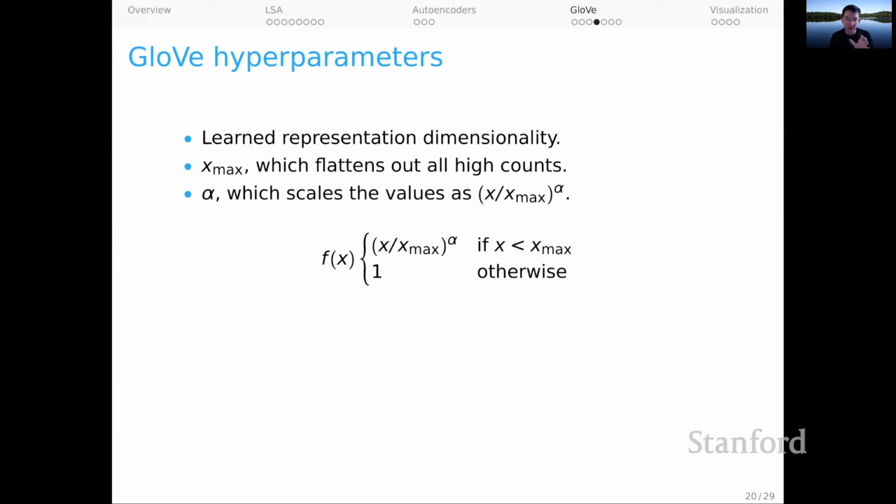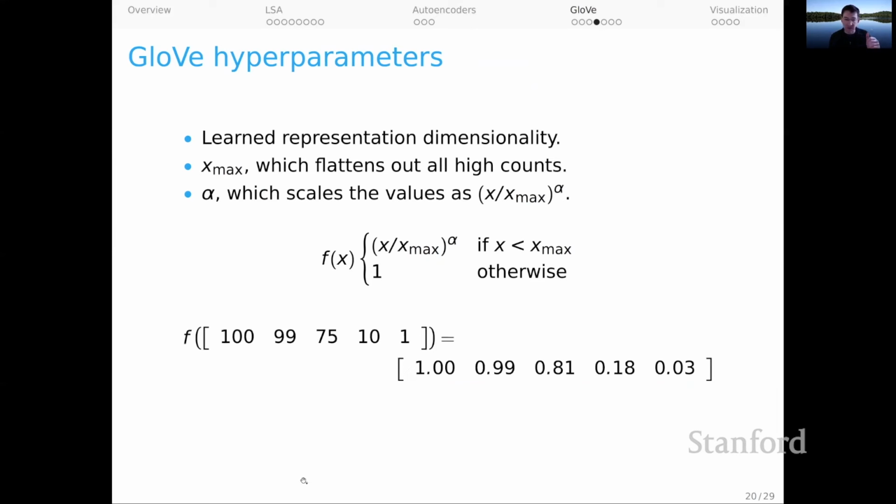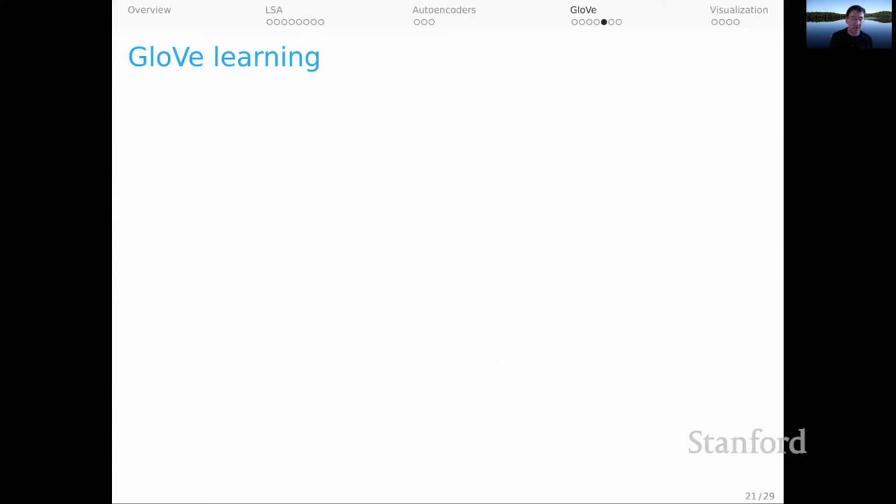And so here's an example of how those are interacting, x max and alpha. If I start with this vector 100, 99, 75, 10, and 1, the function f, as we specified it, is going to flatten that out into 1, 99, 81, 18, and 0.03. You should just be aware that that kind of flattening is happening.